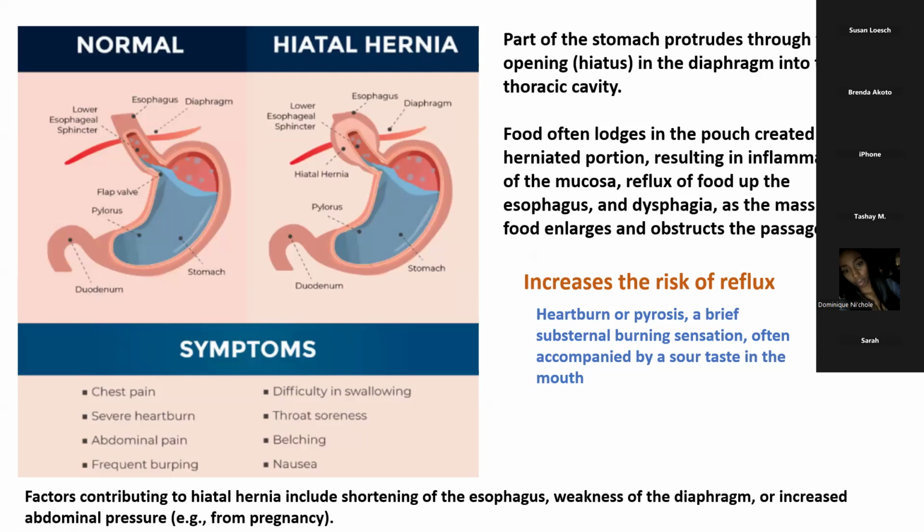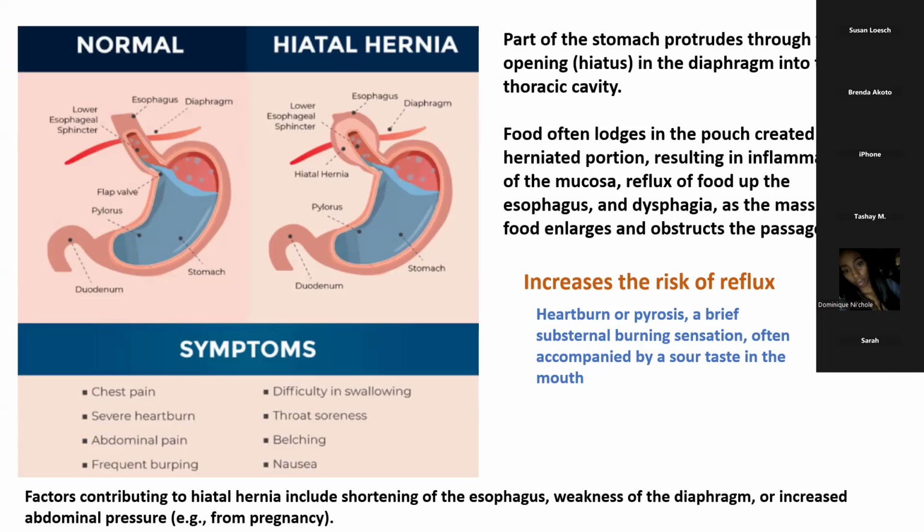All right, so if you look on the right versus the left, at the top of the picture where it points to the esophagus and the diaphragm, you can see that it's bulging there. Factors that contribute to this are shortening of the esophagus, weakness of the diaphragm, and increased abdominal pressure from pregnancy. Sometimes we'll see this in clients that have had gastric bypass.